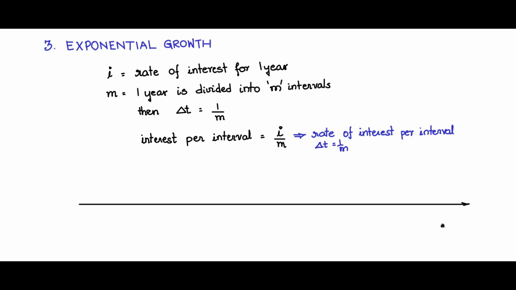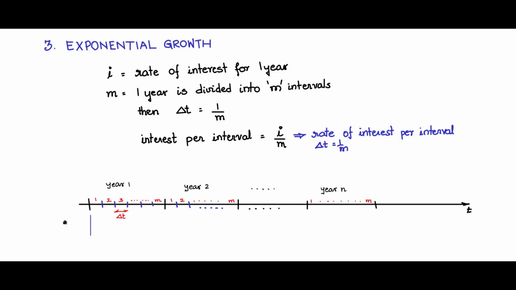Now let me draw the timeline as before. Now I am going to mark off equispaced ticks on the timeline. Each of these spaces will represent a year. So this is year 1, this is year 2, so on. This is year n. And each year is divided into m smaller intervals like this, so on. And the time period between these intervals is delta t, which is 1 by m. Now I can say this is sub interval 1, 2, 3, 4, so on up to m. And the second year is also divided into m intervals. The nth year is also divided into m intervals, each of width delta t.